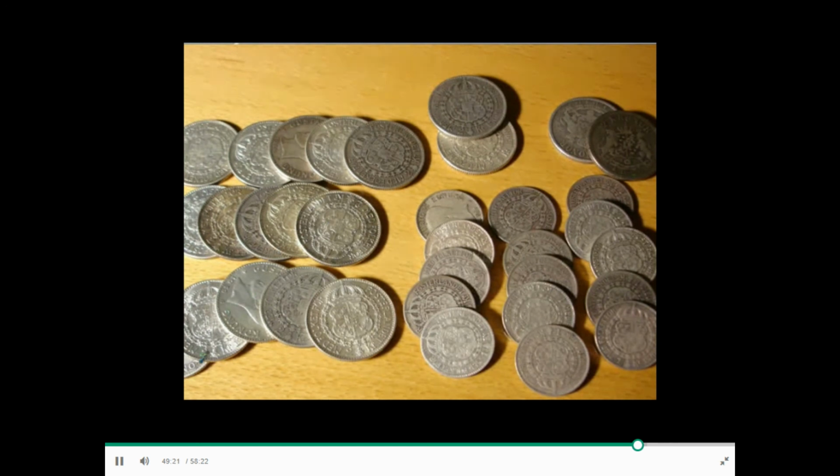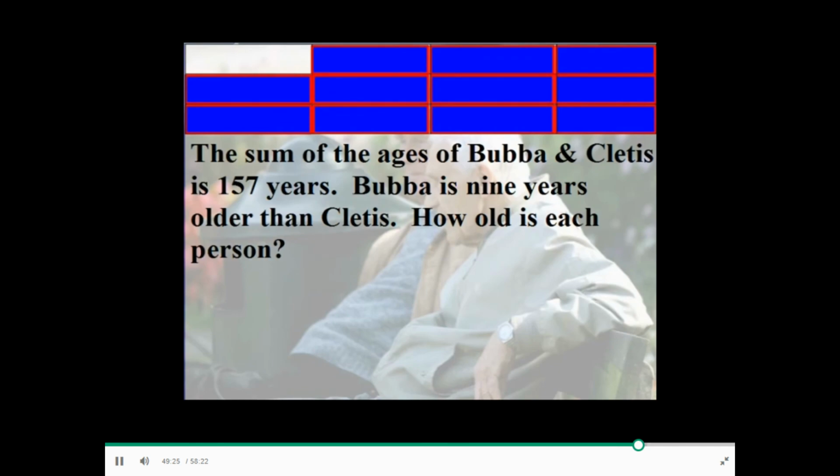Next, and finally, let's talk about my friends Bubba and Cletus. Bubba and Cletus are sitting here on the park bench just looking at the squirrels, feeding the birds. They're talking to each other. The sum of their ages is 157 years. Bubba is 9 years older than Cletus. We're going to find out how many years old is each person. Because it's rude to ask them how old they are, we're going to have to do some algebra.